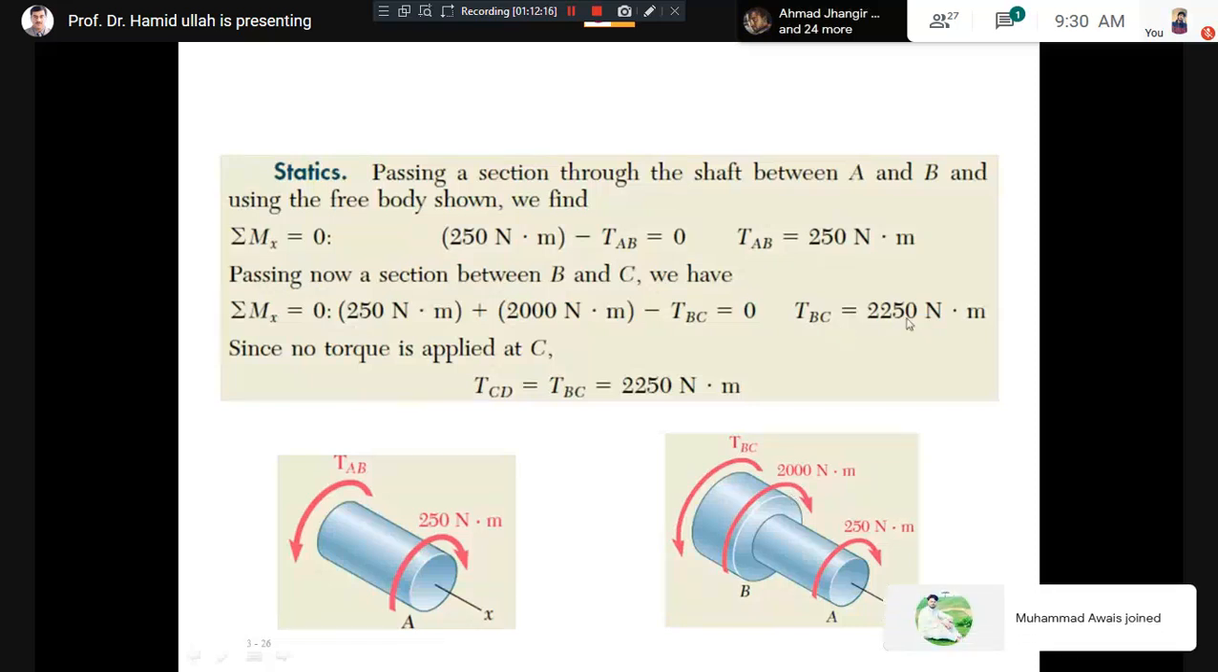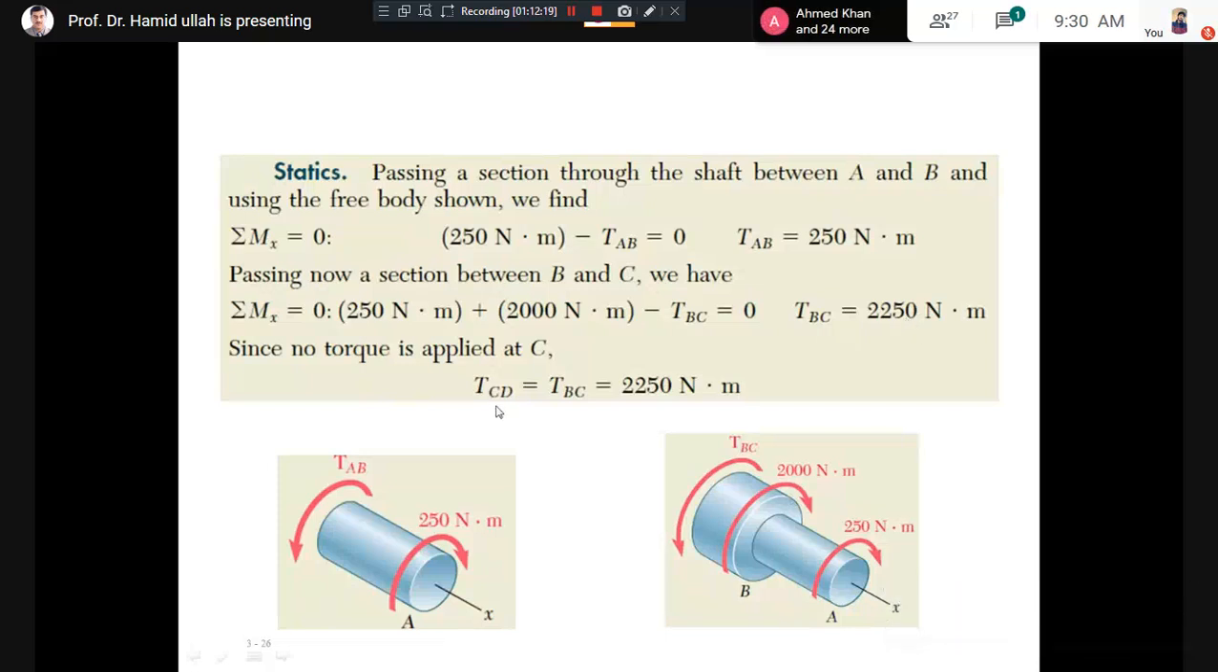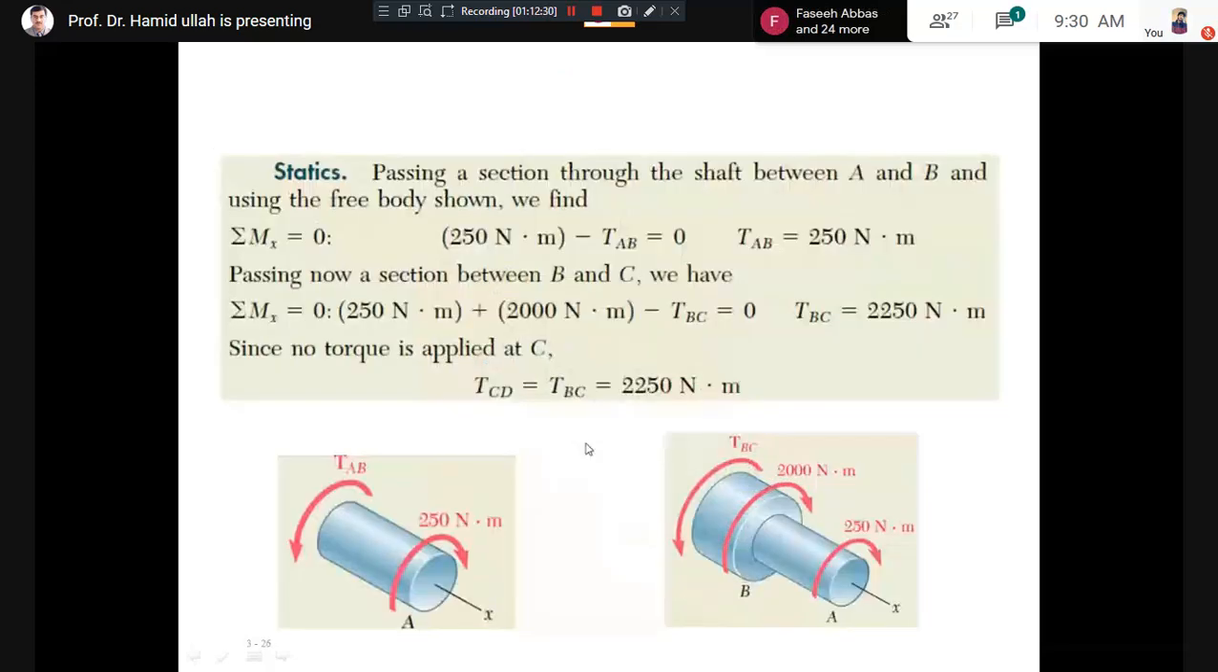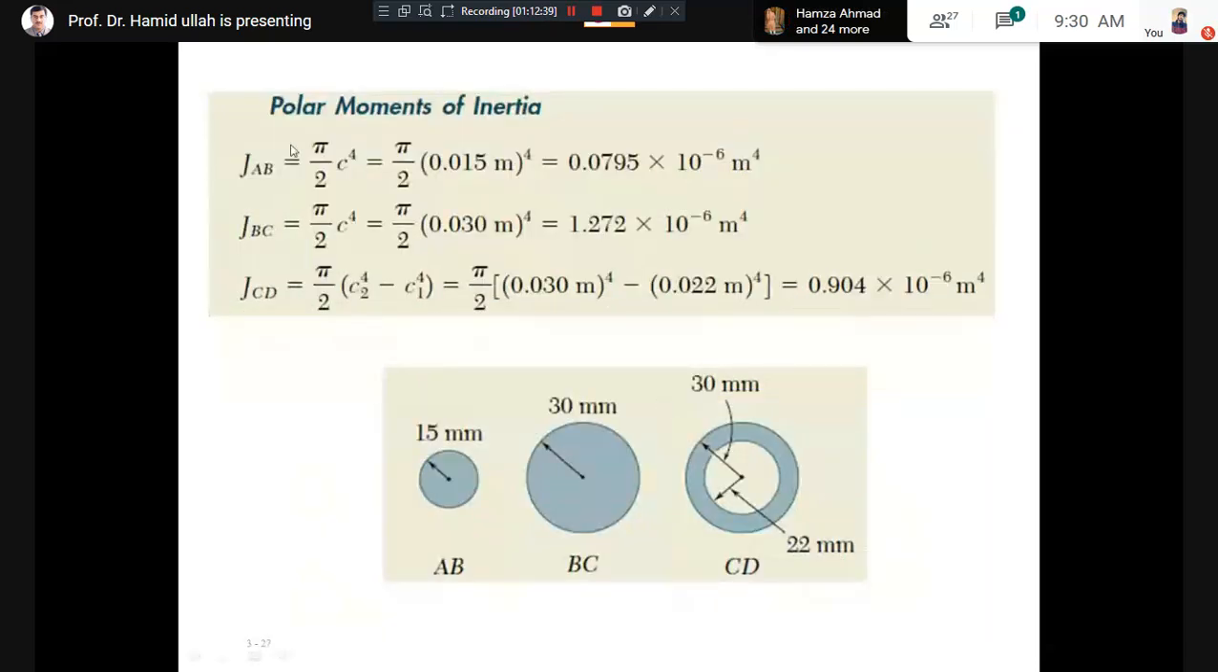2250 Newton meter. The torque for the last section, which is CD, because if you take a section here, or here, or here, for each section it will be the same torque. So torque for DC is also the same quantity, which is 2250. Now the torque you have calculated. After torque is calculated, the next thing is the polar moment of inertia. Remember the AB part is a solid shaft of 30 mm diameter, so the radius will be 15 mm.